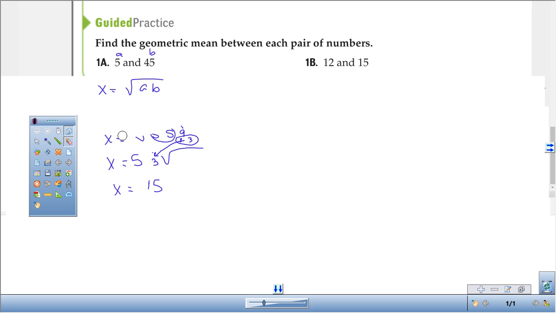And I think Diego just joined us. Let me go back and help Diego out. Diego, so we're finding the geometric mean of two numbers, 5 and 45.